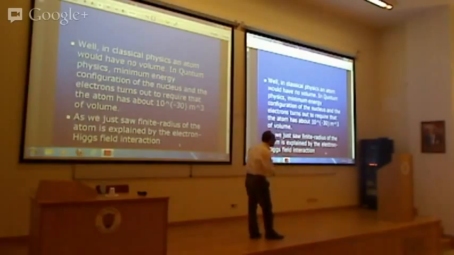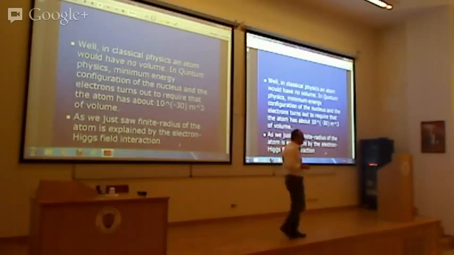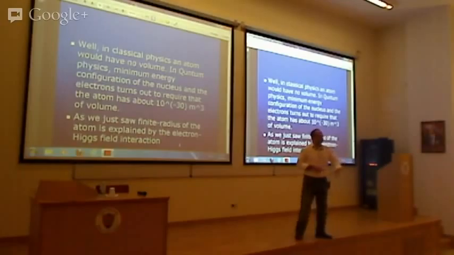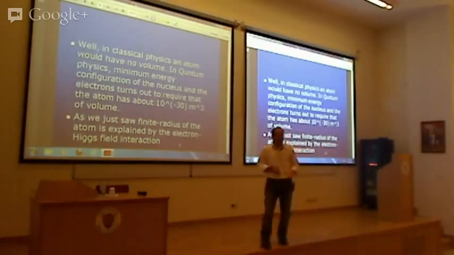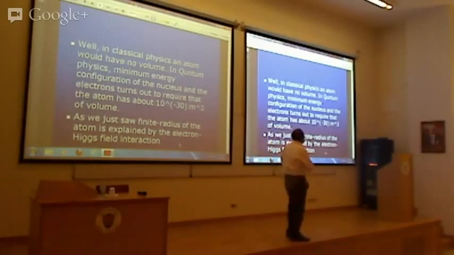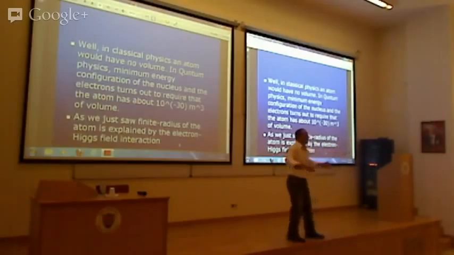And as we just saw, this radius cubed, volume is related to the finite radius of the atom, and that finite radius is explained by the mass of the electron, which comes with the interaction of the Higgs field. So if that thing, for example, is zero, you would have an infinite size atom. Well, an infinite size atom is non-existent.